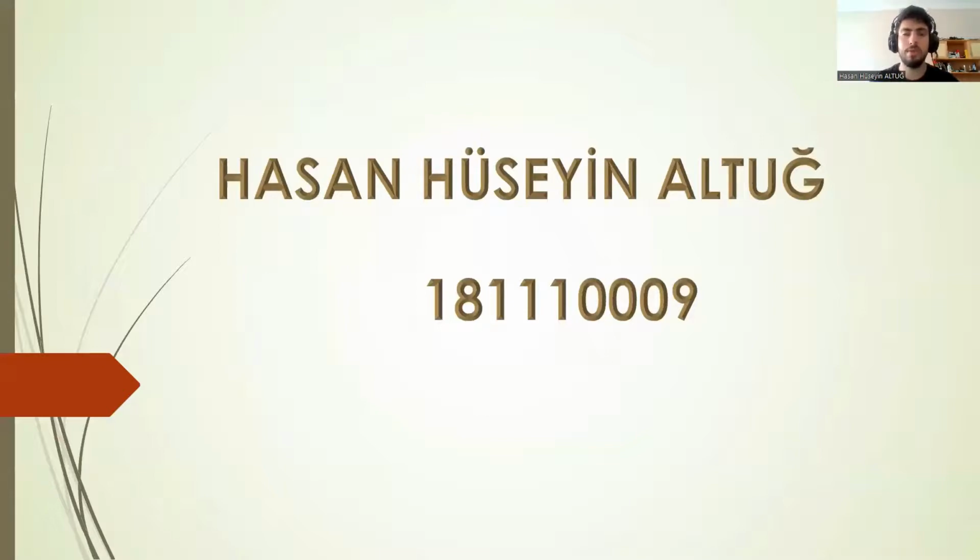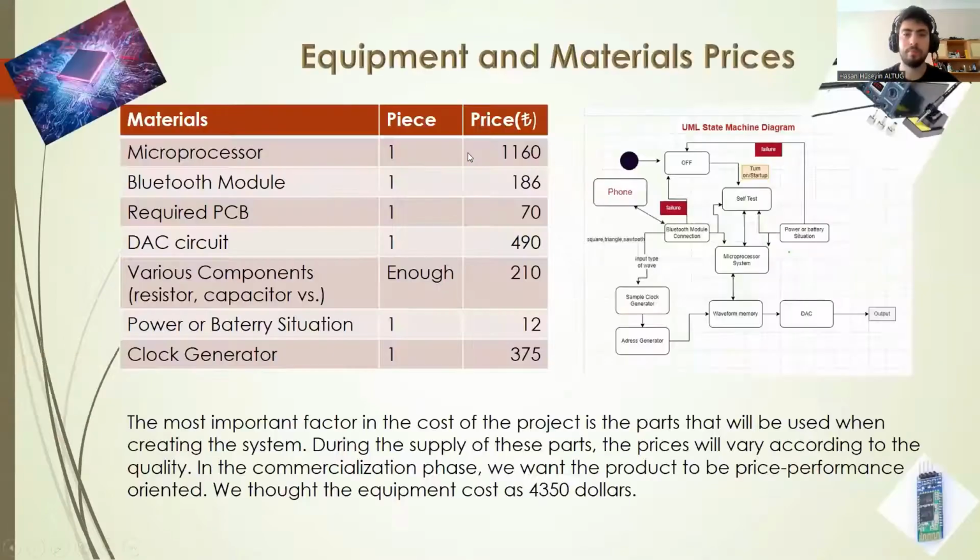I will estimate the cost. First of all, equipment and material prices. The most important factor in the cost of the project is the parts that will be used when creating the system. During the supply of these parts, the price will vary according to the quality. In the commercialization phase, we want the product to be price performance oriented.